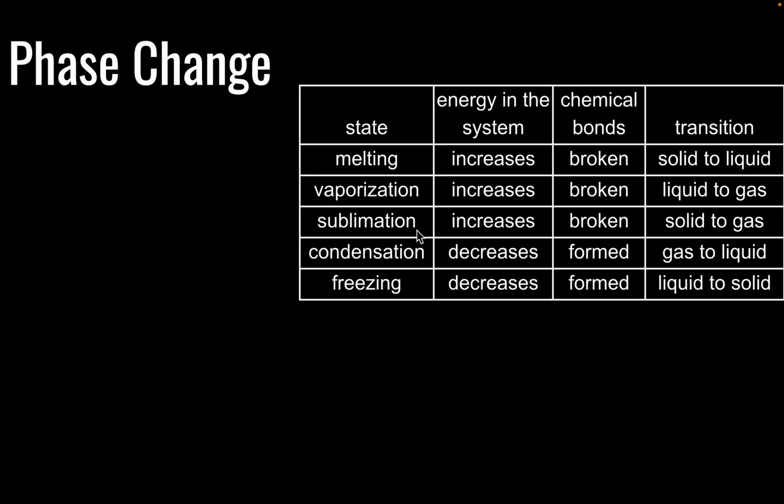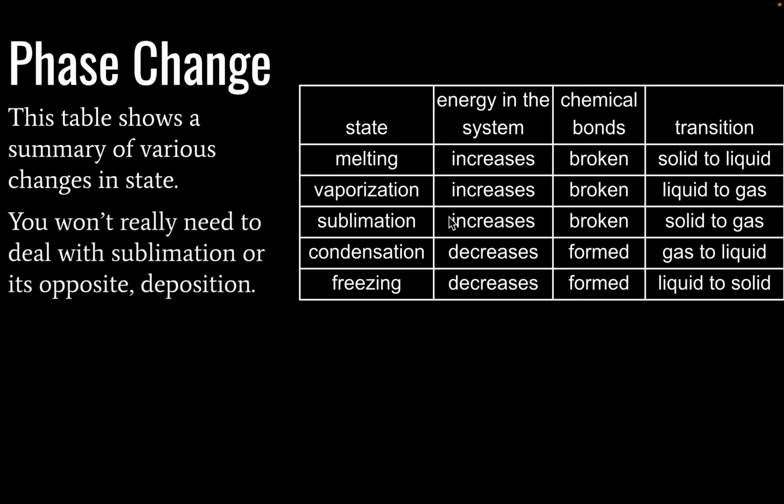Sublimation is not something you'll have to deal with in IB physics, particularly just because the mechanism is a little complicated, and we tend to keep things simple for IB physics mostly. Deposition is the opposite of sublimation, so it's when gas transitions directly to a solid. Here again, though, we're increasing energy in the system for sublimation. Chemical bonds are broken. We're going from a solid to a gas. Okay, condensation and freezing both form chemical bonds, both decrease energy in the system. Condensation goes from gas to liquid, and freezing goes from liquid to solid.